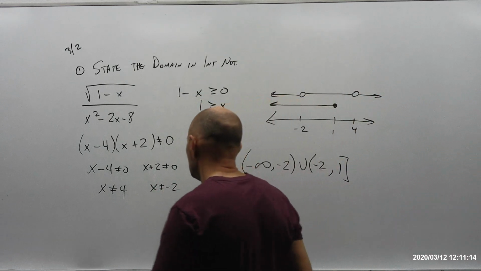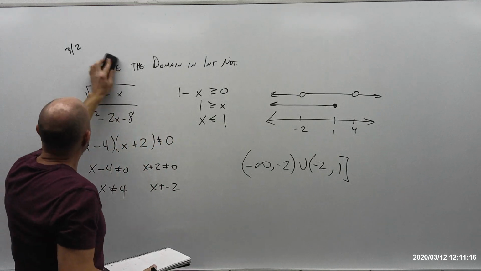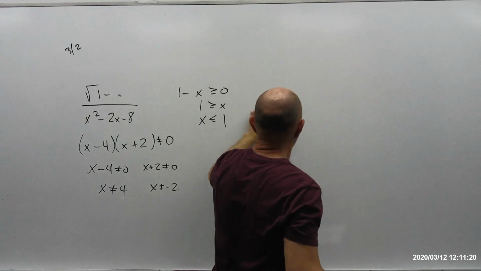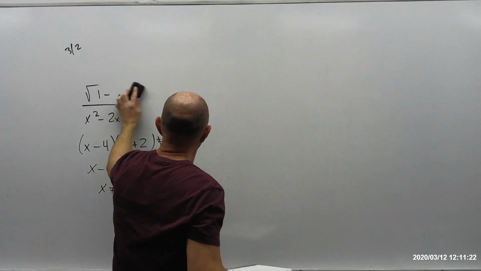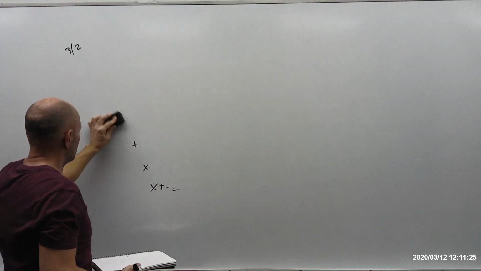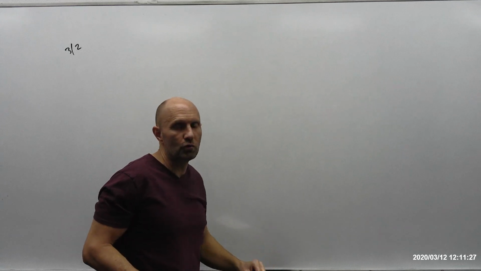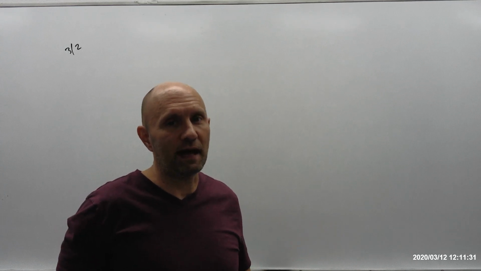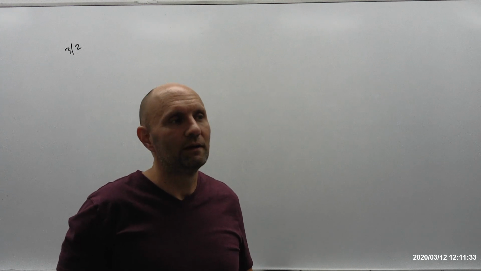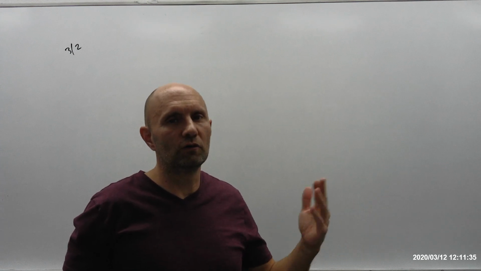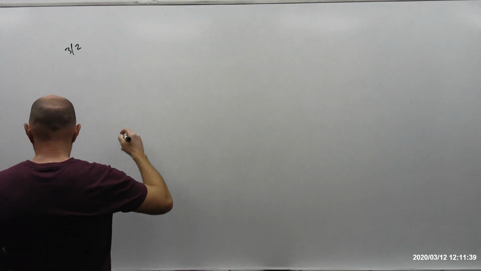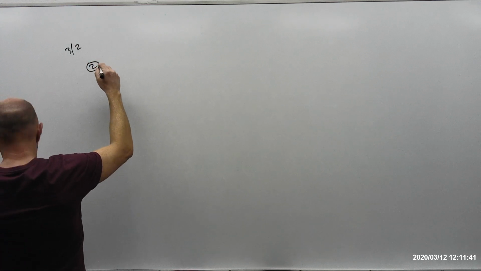For number 2, it's our quotient inequality, nonlinear inequality. Whether it's a quotient or a product, it's essentially the same idea. We have to make sure one side is 0, then factor if we need to, set those factors equal to 0, and build ourselves a table or number line. So for this one, we want to solve for x.